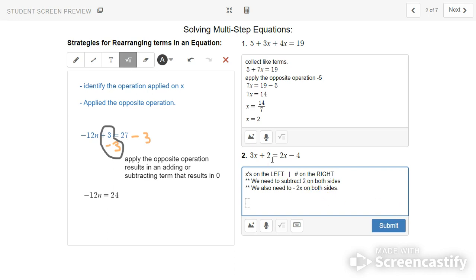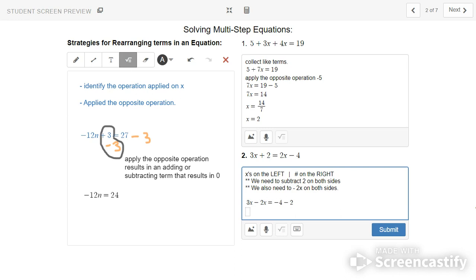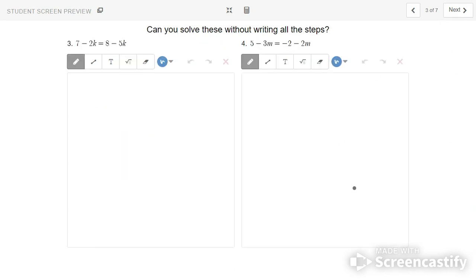If I subtract 2 on the left-hand side, this is going to become 0, so I'm just not going to write it. When I subtract 2x from this side, this will also become 0. So I'm also not going to write that. So what we have remaining, 3x minus 2x equals negative 4 minus 2. Let's continue to simplify. Left side is x is equal to negative 6. Let's try this again. We're going to solve these without writing all the steps.